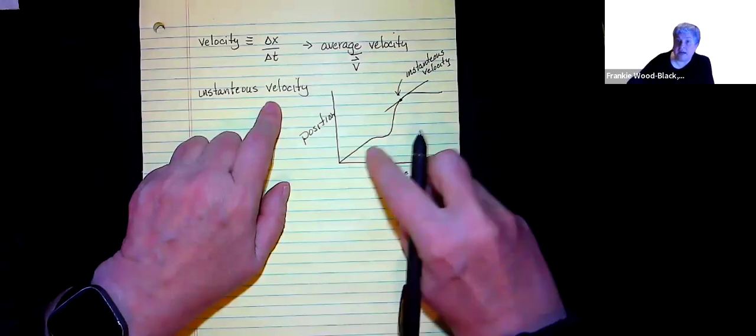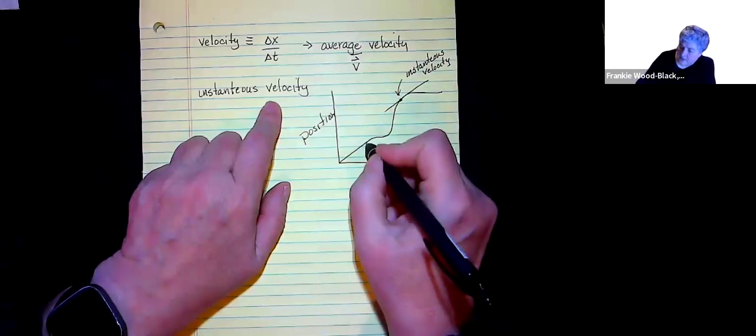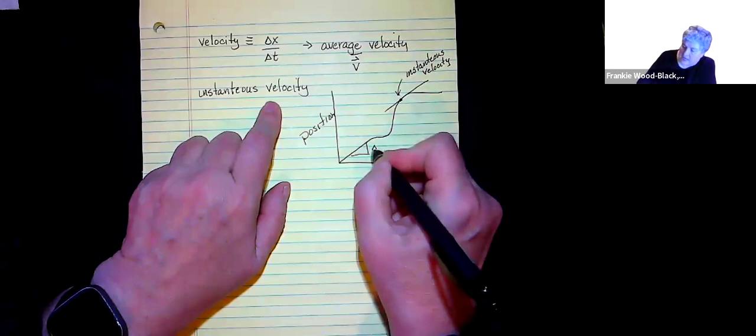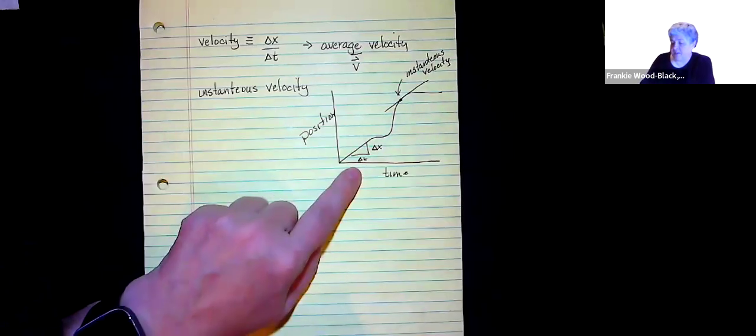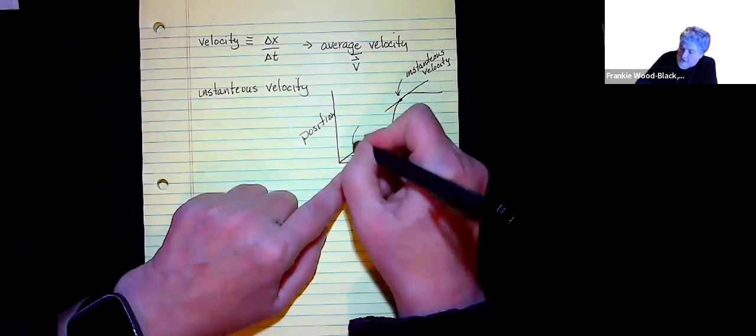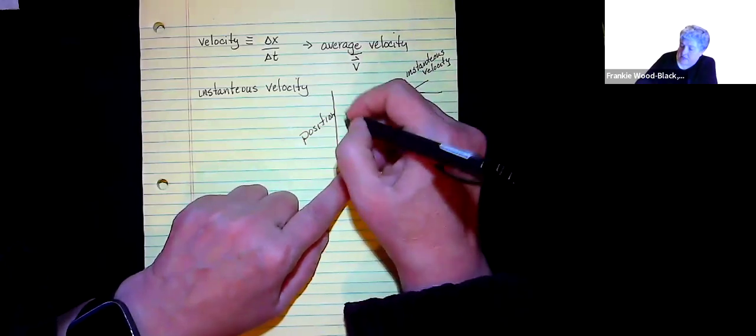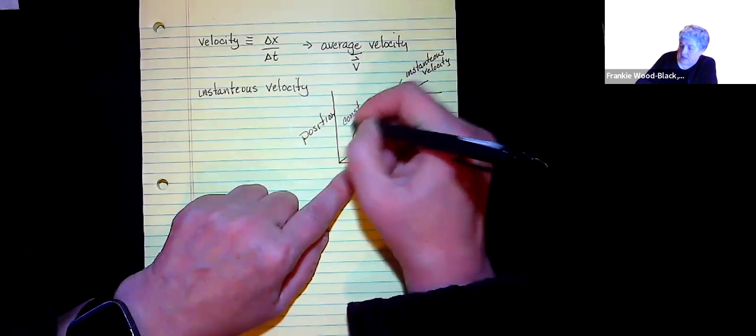And if I have a straight line here, the slope is my change in position, over here is my change in time. And on a straight line, that's going to be a constant velocity.